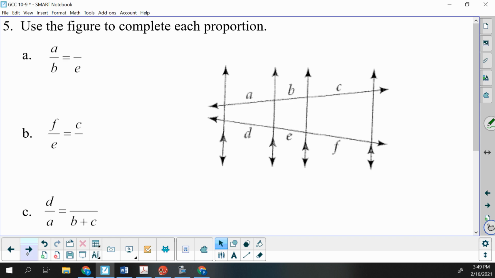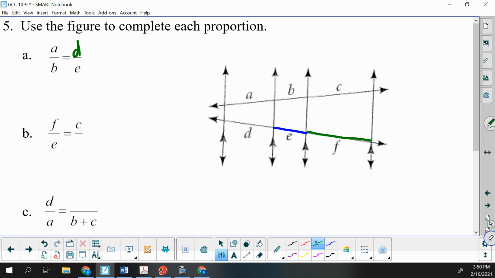Notice they did A over B. So A is matching with B. And then we've got something over E. Well, if A went with B, that green and that blue, what's going to go with E? It would have to be E. In the next one, F goes with E, they're saying. Here's F goes with E.